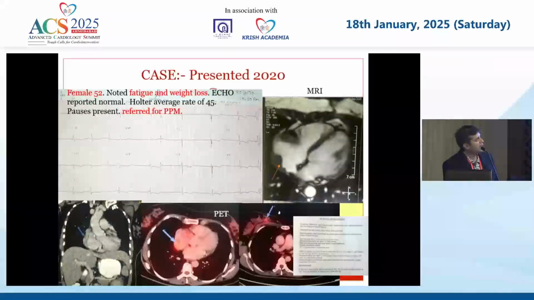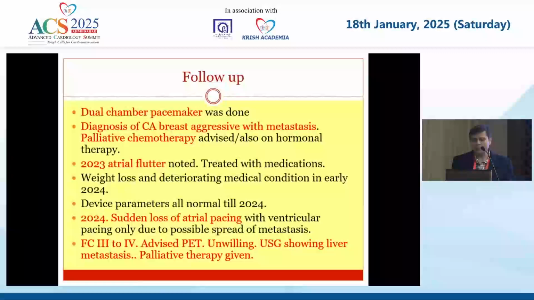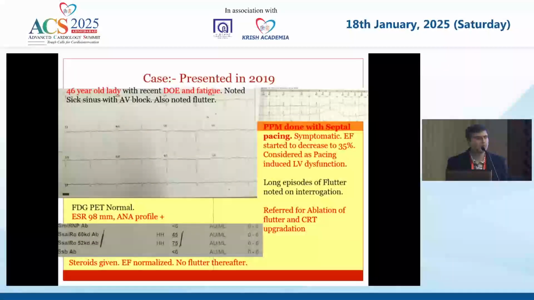And we did an MRI which showed an infiltration here and a PET positive, but she had a breast nodule also. It turned out that the patient had a breast CA with metastasis causing the sinus bradycardia. So the first presentation of sinus bradycardia was this breast metastasis. She had flutter, she had loss of pacing later on, and she eventually did not make it this last year itself, but then we could diagnose what caused the problem.